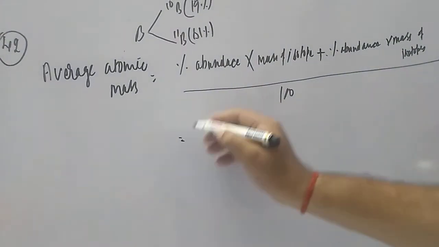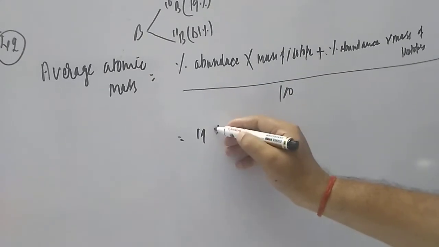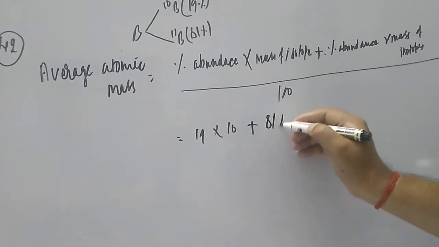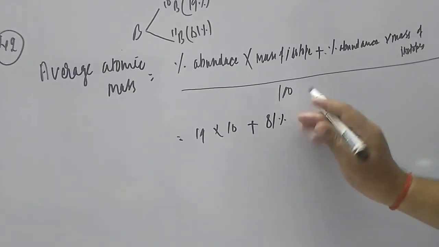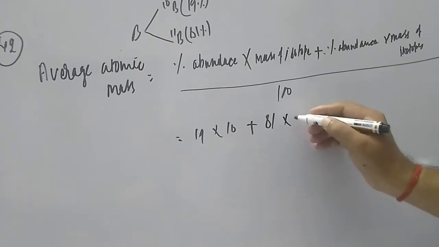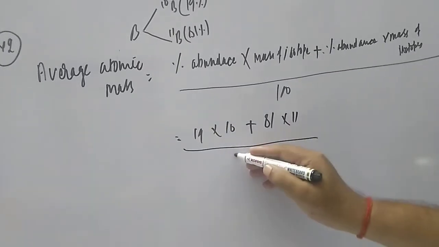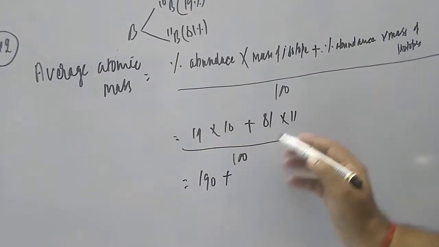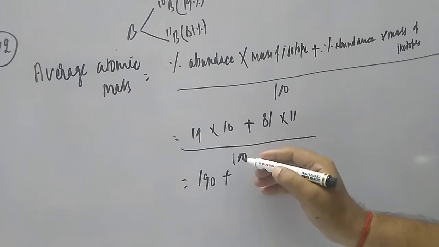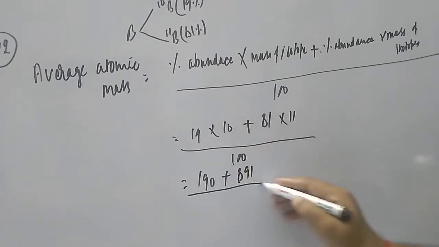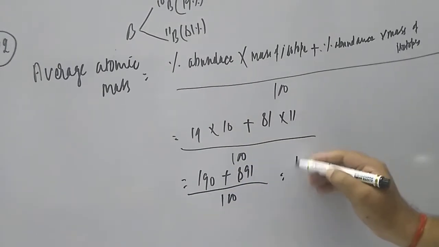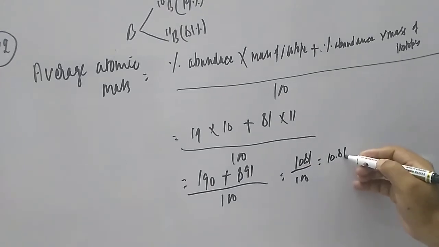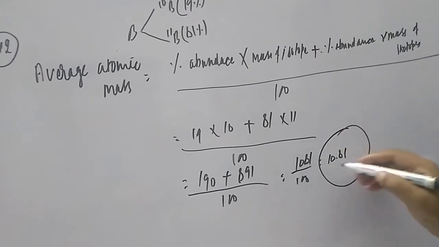So the percentage abundance for the first isotope is 19% and its atomic mass is 10, plus the other percentage is 81%. Multiply 81 by atomic mass 11, divided by 100. Now check it out, student. 190 plus, if you multiply 81 by 11, it will come 891. Divided by 100. So if you add these, 1.9 plus 8.91, how much will come? It will come 10.81. So 10.81 gram per mole.